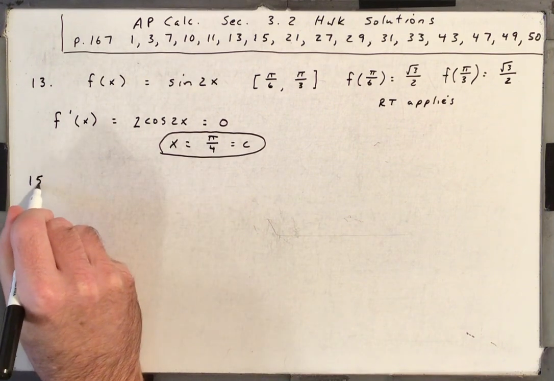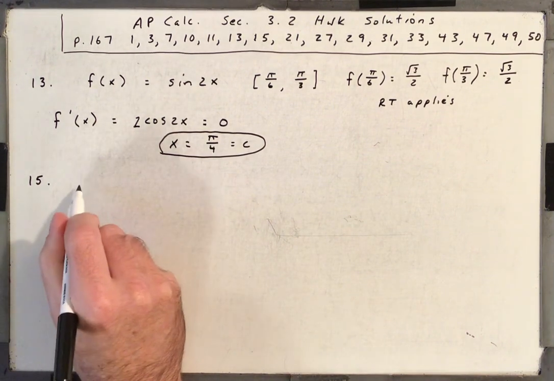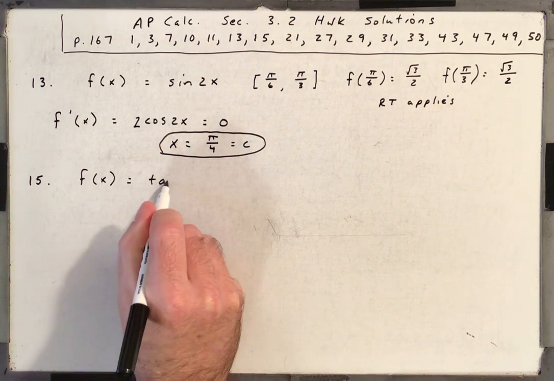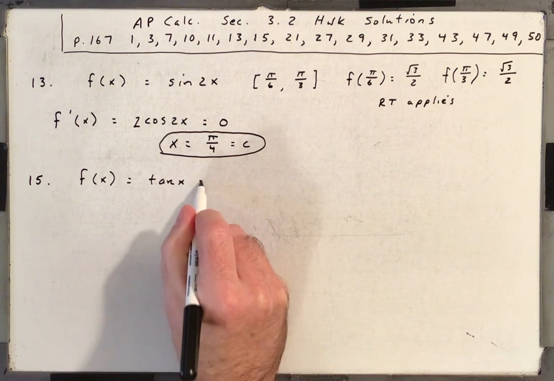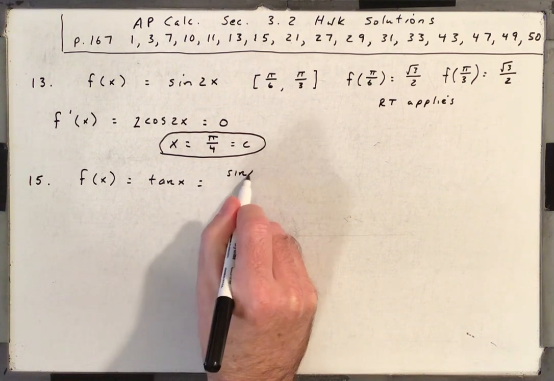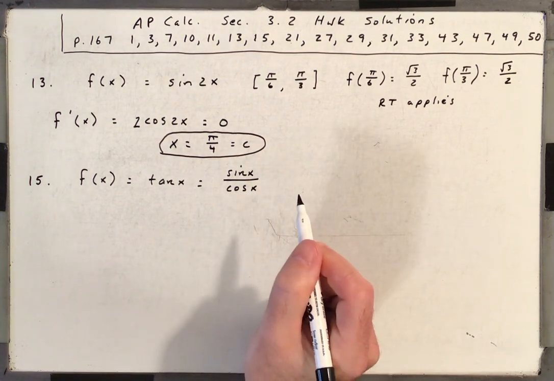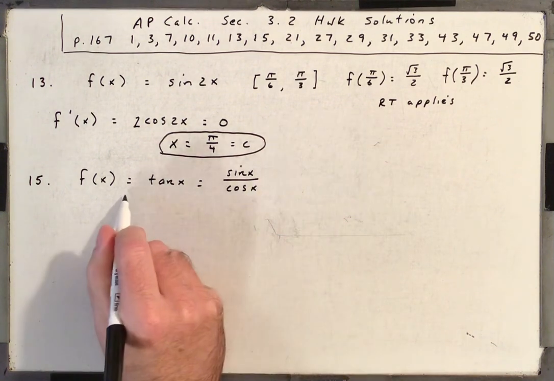All right, number 15, we have f of x is equal to tangent x. Now let's rewrite that as sine x over cosine x. Now our interval is from 0 to pi.